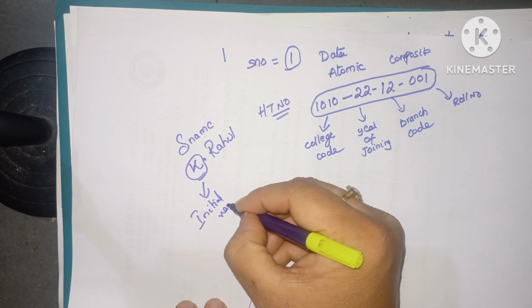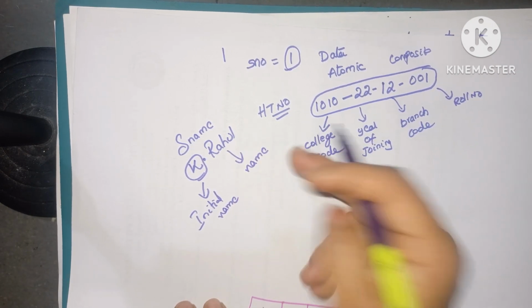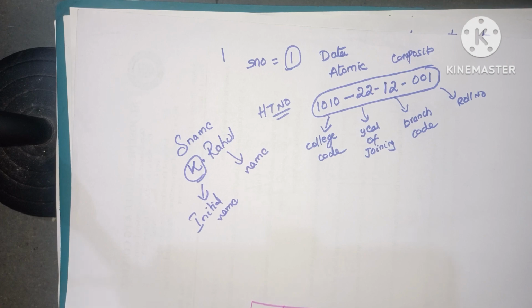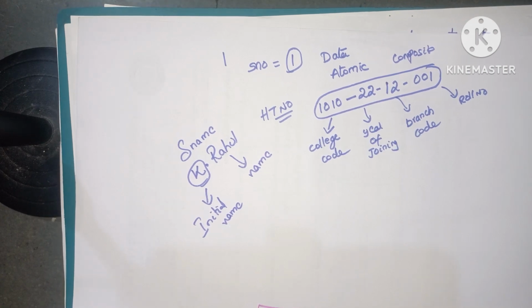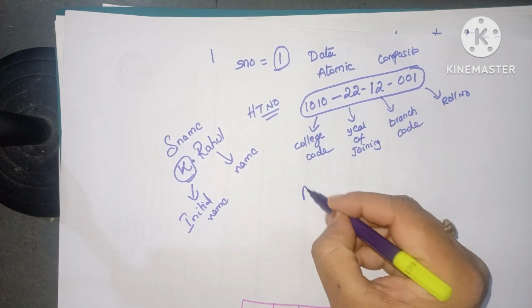This is your initial name and this is your actual student name. So it is also divided into two parts. If any data is divided into parts, that is called composite data. Address is also possible.